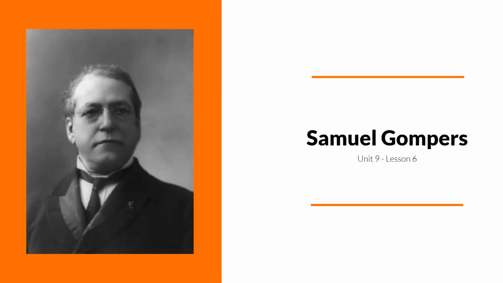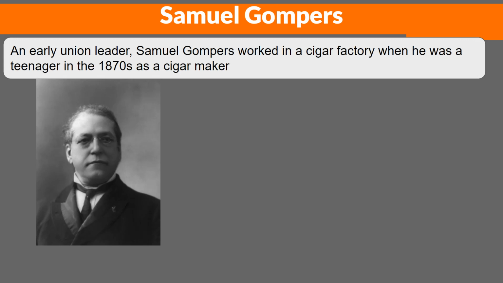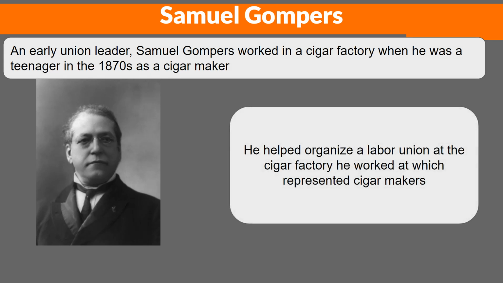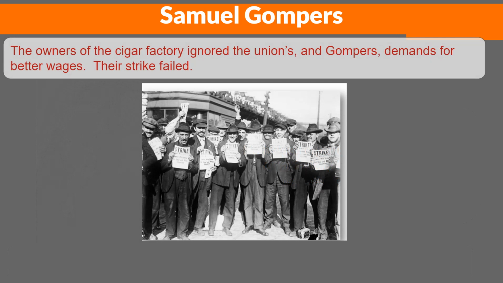Samuel Gompers, kind of a weird name, but that's his name. So, an early union leader, Samuel Gompers, worked in a cigar factory when he was a teenager in the 1870s as a cigar maker. He helped organize a labor union at the cigar factory he worked at, which represented cigar makers. In 1877, when the owner of the factory decided to lower the wages of the cigar makers, he led the union on a strike. The owners of the cigar factory ignored the union and Gompers' demands for better wages. Their strike failed.